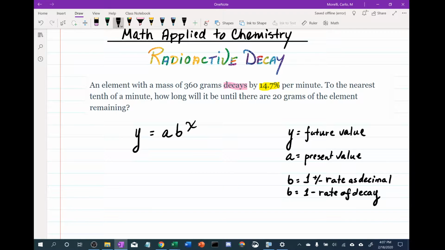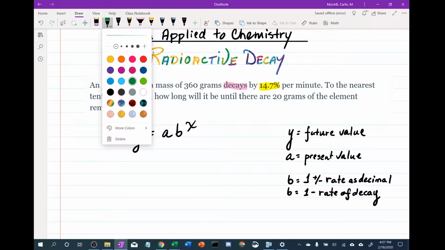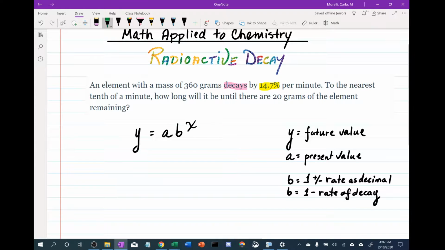So what is the future value of the element? Let's try to fill in some of these numbers before we get started. So the future value is 20 grams. So over here under future value, we'll want to say this is going to be equal to 20 grams in the future. And the present value is 360 grams. Now I should say x, the x is the thing we don't know. And that is going to refer to time in minutes. Okay, so x is time in minutes.